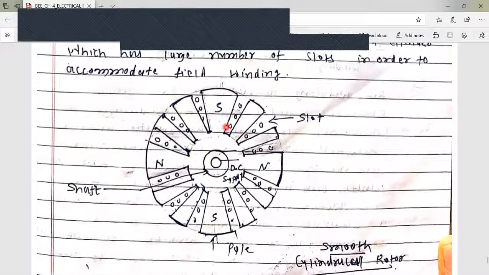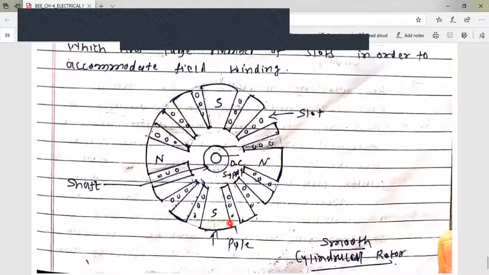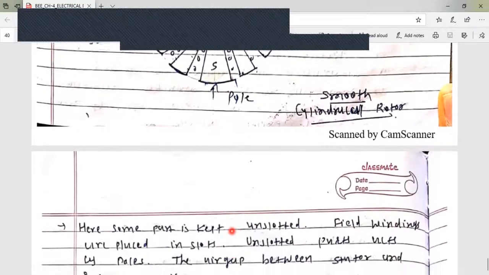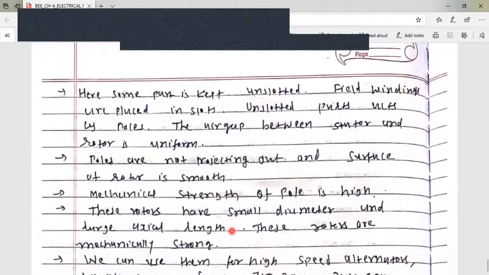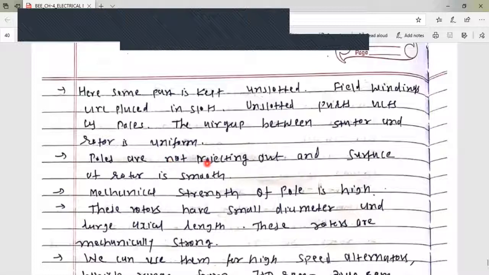That unslotted part has winding, and these are the N and S poles. The poles are not projecting out, and the surface of the rotor is smooth. Mechanical strength of the pole is high. Here the strength of the pole is high.